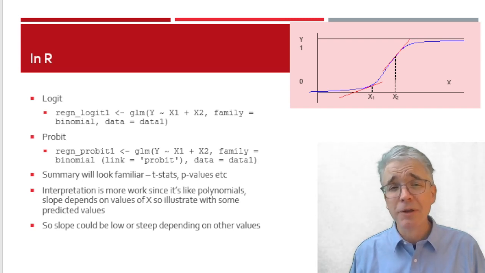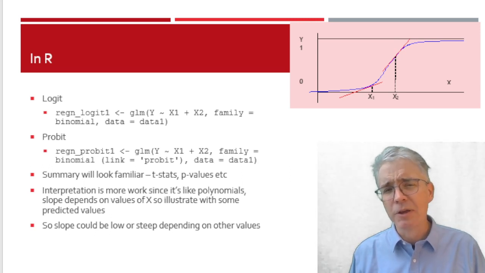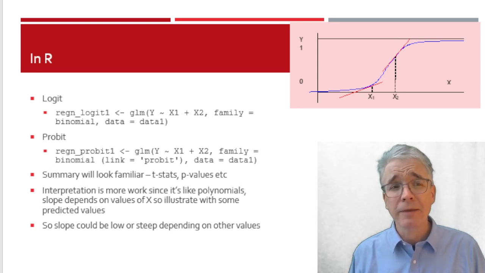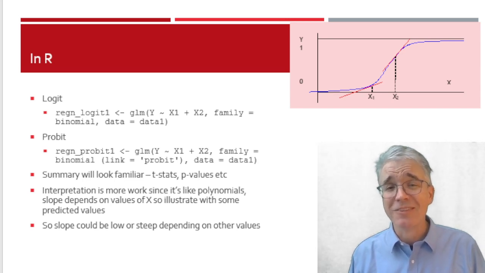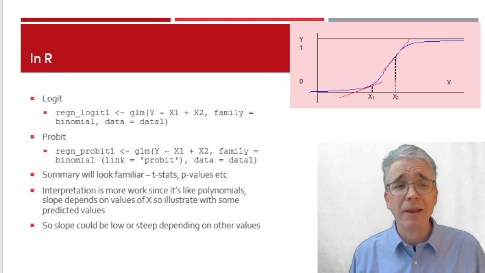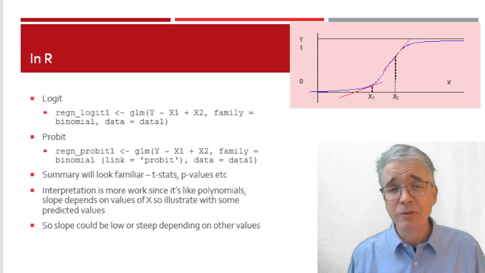Even the interpretation is actually very similar. If you want to do t-tests on particular coefficient estimates, see if they're statistically significantly different from 0, it's the same procedure. The interpretation is a little more complicated because the slope is going to be different for different values of the x variables. The function's not linear. Whether it's logit or probit, it's got that bendy kind of shape that I've sketched up there at top. Depending on the value of x, the change in the predicted value of y can be very different.